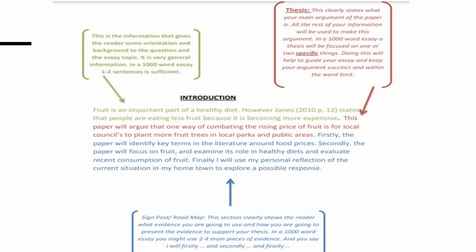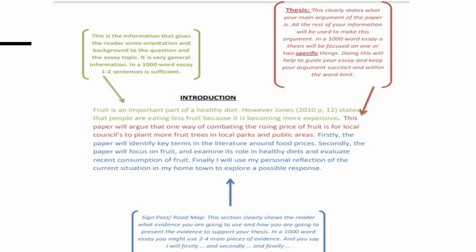Firstly, the paper will identify key terms in the literature around food prices. Secondly, the paper will focus on fruit and examine its role in healthy diets and evaluate recent consumption of fruit. Finally, I will use my personal reflection of the current situation in my hometown to explore a possible response.